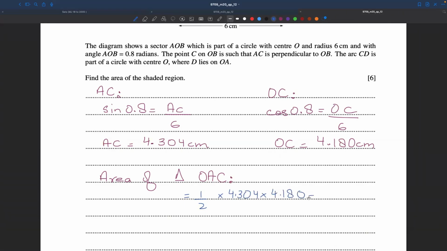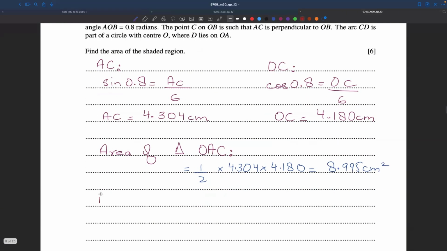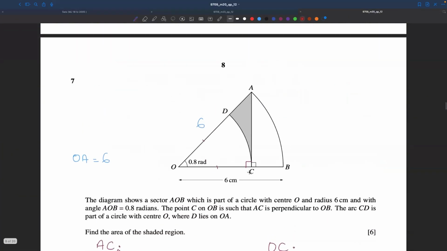Can I know the exact answer for the total area of this triangle? Everyone, please do it, so in case someone makes a mistake, you have the correct answer. 8.995. We will only round off our final answer to three significant figures. 8.995. Lovely. Thank you, Ajay. Now, finding the area of sector. What is the name of the sector? ODC.